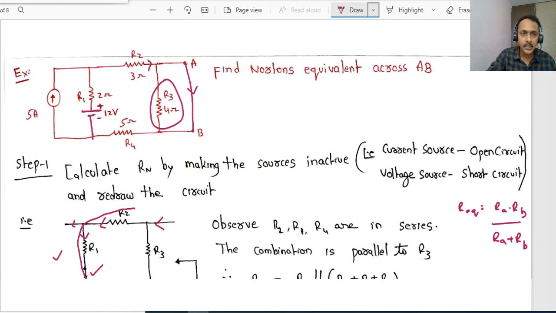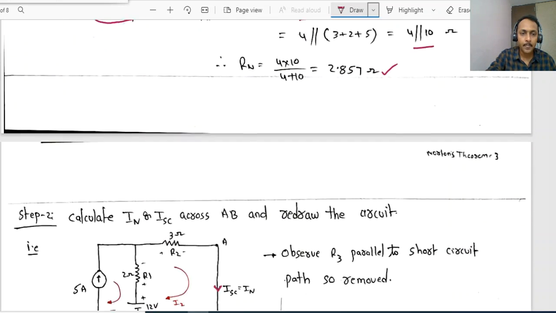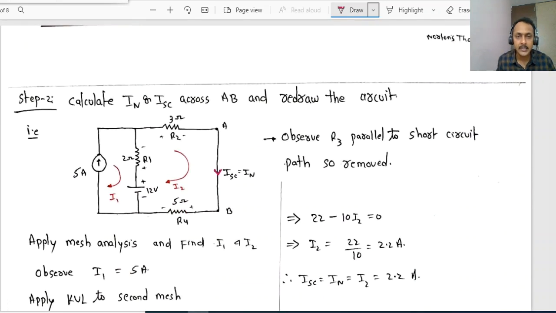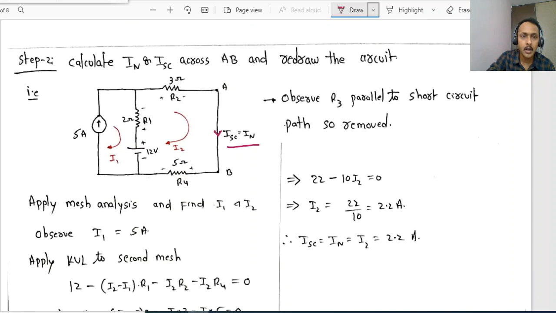So that is the reason why in this problem, while finding this I Norton or ISC, this resistor is removed. We have not drawn this resistor across AB. Clear? Right. Now our target is to find this I Norton. We can apply some simple mesh analysis to find this. Two meshes are there.